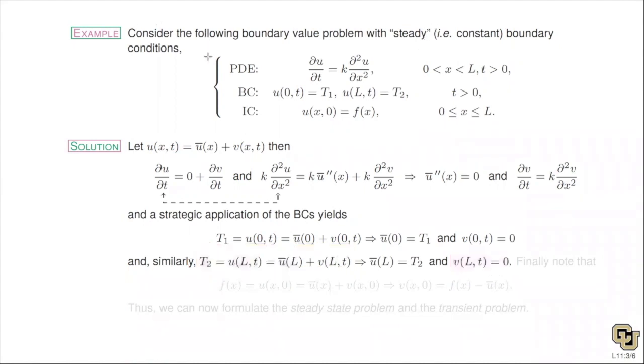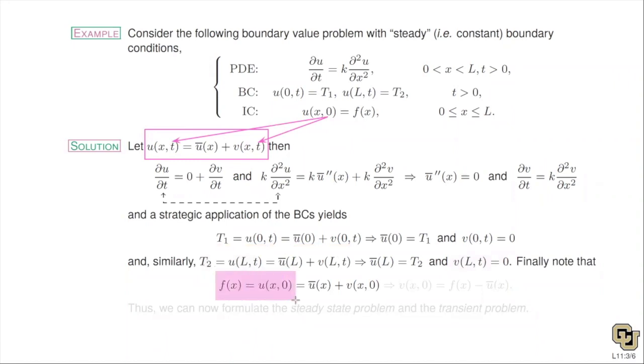Finally, for the initial condition, use this equation again. And here now I'm going to plug in 0 for t on both sides. And we know the left-hand side will equal f of x. So f of x, the initial condition, is equal to u of x,0. That's the initial condition for u. U of x,0 equals u bar of x plus v of x,0. Now u bar doesn't have an initial condition. U bar is time independent. So here we need to solve for v of x,0, to find an initial condition for v.